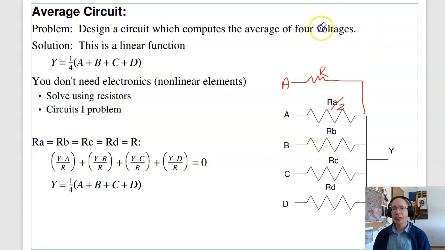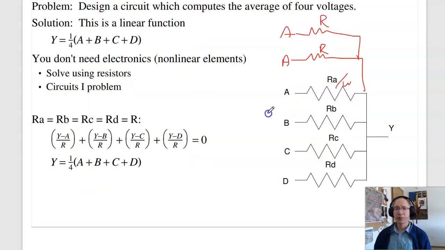Suppose I want A to have a weighting of 3. In that case, I could just have A in there 3 times. So now this is the average of A, B, C, D, or A's got a weighting of 3. Well, 3 R's in parallel becomes R over 3. So essentially what I can do is have the weighting scale the resistor. That's the weighted average.